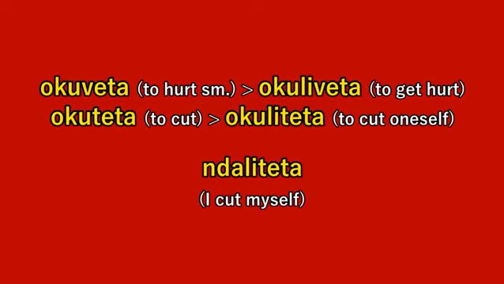The reflexive form of the verb is made by the prefix li. Okuveta is to hurt someone. Okuliveta is to hurt oneself. Okuteta is to cut something or someone. Okuliteta is to cut yourself, to get yourself cut, to get a cut. Ndaliteta, I cut myself.